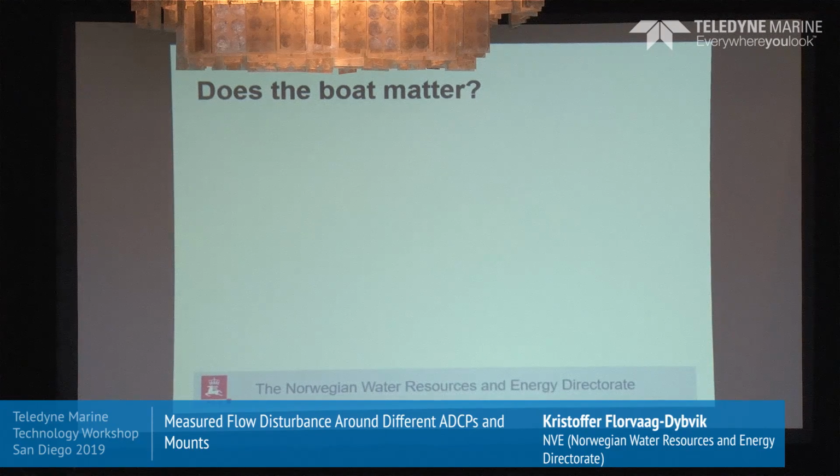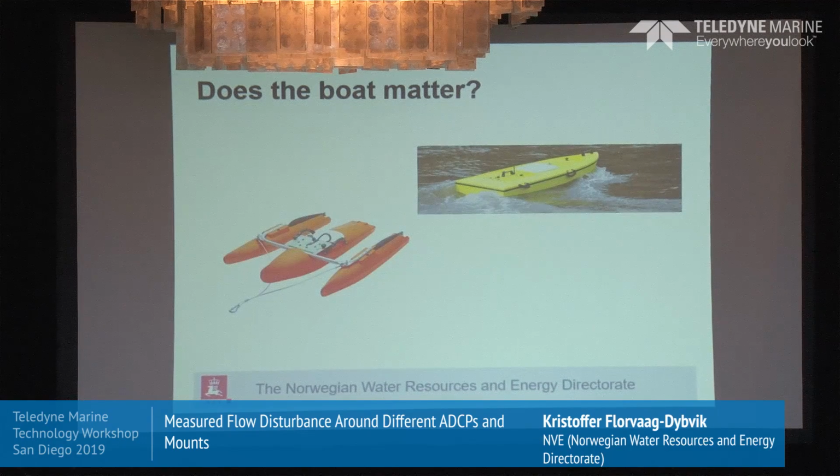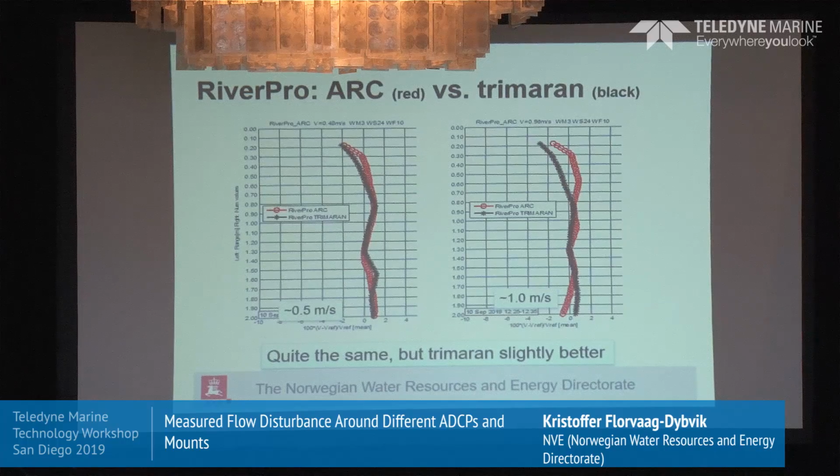Now we're seeing different instruments in the same boat. Now we'll see the same instrument in different boats. Does the boat matter? We put the River Pro in the Arc boat from Wallingford, a remote control boat, and into the standard trimaran to see if there was any difference between them. And there was, but it was not a lot. It is still more or less within the uncertainty that comes from the natural gradient of the flow in the lake itself.